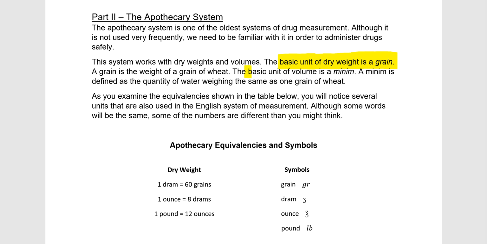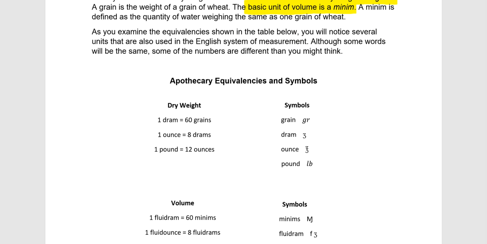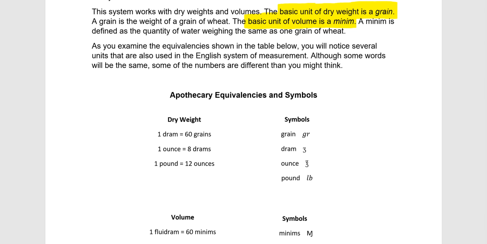And the basic unit of volume is going to be a minim. And a minim is defined as the quantity of water weighing the same as 1 grain of wheat. So when we take a look down here at these equivalencies, there's going to be some measurements that we're familiar with that are used in the English system of measurement, but they're actually a little bit different. For example, like we have 1 pound equals 12 ounces. That is not the case for the English system of measurement. So it's a little bit different here.